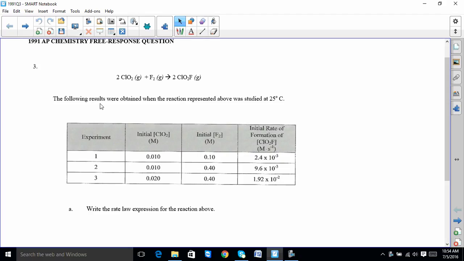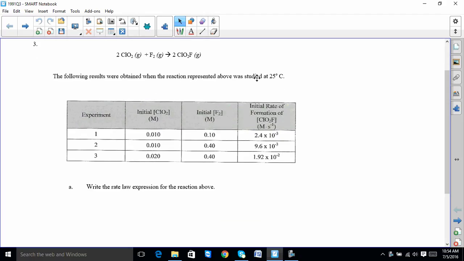All right, so we have 2 ClO2 gas plus 2 F2 gas goes to 2 ClO2F gas. The following results were obtained when the reaction represented above was studied. At 25 degrees, write the rate law. And I really like that I can do colors here.